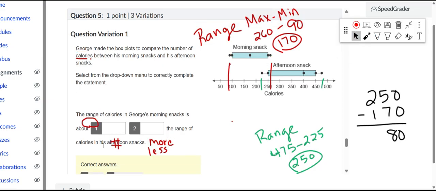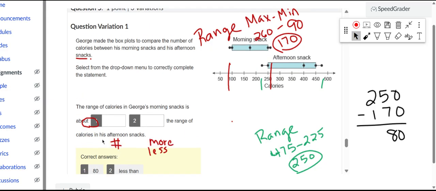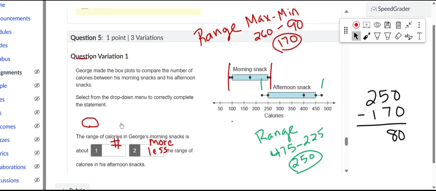So I'm going to find a number that looks like 80 in here. And so that's going to be one of the answer choices. I guess I got it right. So 80. And then you do want to be careful. It's talking about the morning snack first. So we're going to put 80 here, but the morning snack is lower, so you need to make sure you're selecting less. And again, your question might be different, so be careful.